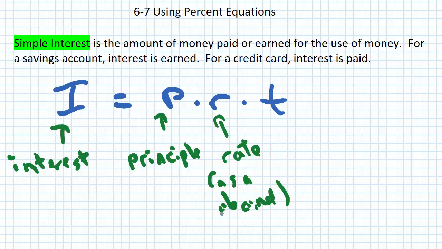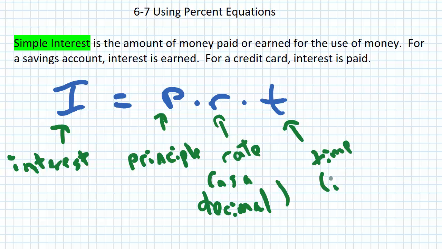It's just going to make it, oh my goodness, that is terrible writing. But that says as a decimal. Let me erase that so you can actually read it. Decimal. Okay, there we go. And this is the amount of time, and we'll say in years, that the money has been in the account.